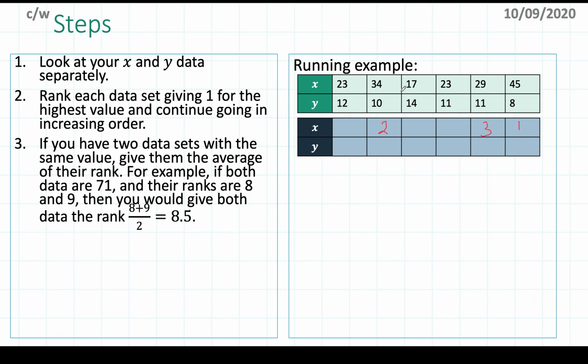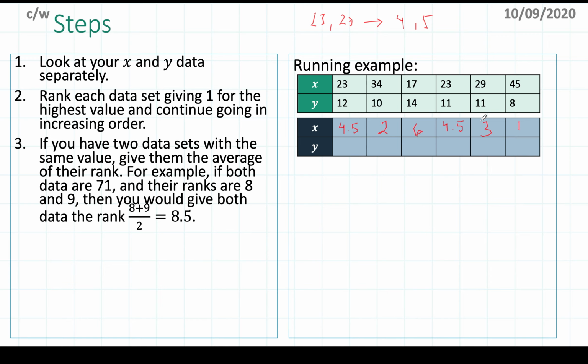Now notice that we have two 23s. In the case that you have two equal values, you're going to take their average. The two 23s are meant to have a ranking of 4 and 5. So I'm going to take the average of 4 and 5, which is 4.5. So this is going to be 4.5, and this is going to be 4.5, which means the last one is going to be 6. They both take the positions of 4 and 5.